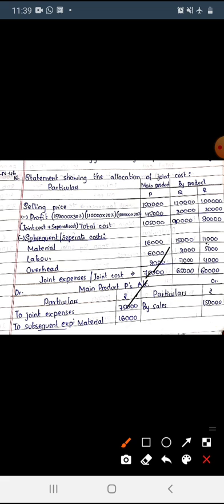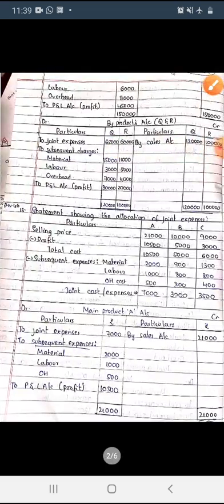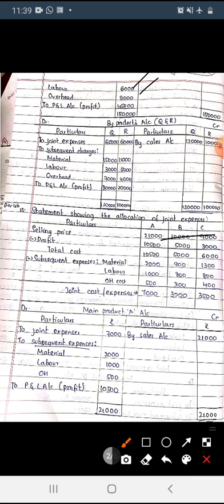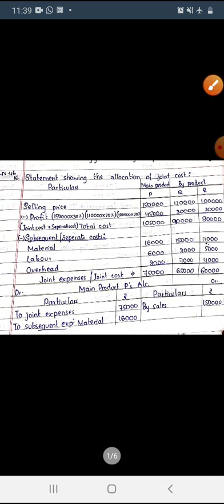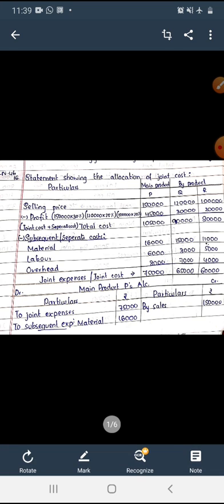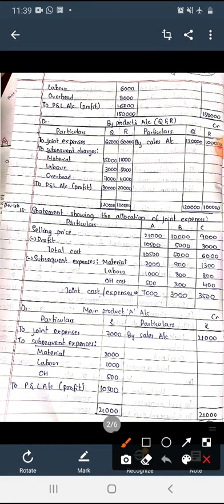Under the subsequent expenses, see the question. How much is there? 16,000, 6,000 and 8,000. We have to write 6,000 and 8,000. Then we write the credit side, sales. By sales it is given 1,50,000 for P. After that we see whether profit or loss. That is the profit, 45,000.